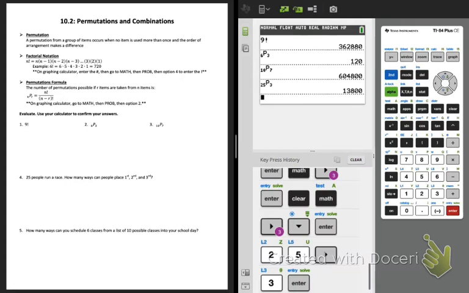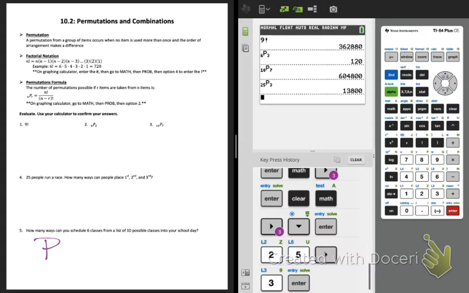Number 5 here will be another permutation problem because you're scheduling things, so order does matter when you schedule. How many ways can you schedule 6 classes from a list of 10 possible classes in your school day? So again, let's first figure out what the notation would be. Again, scheduling things, so that means order is going to matter when you put your classes in.